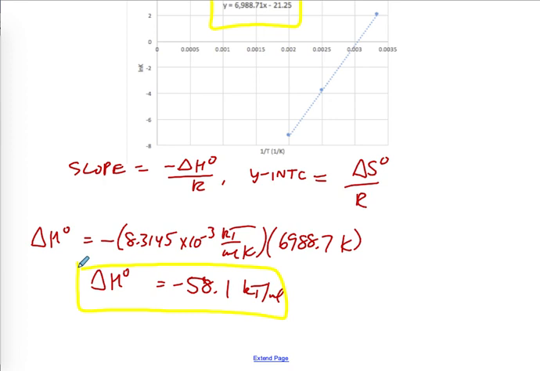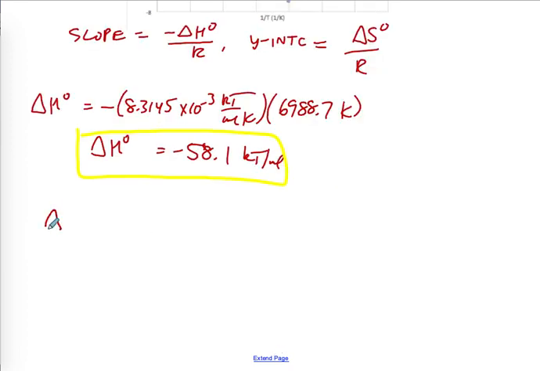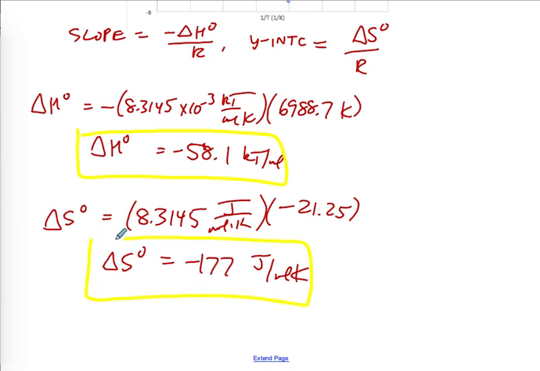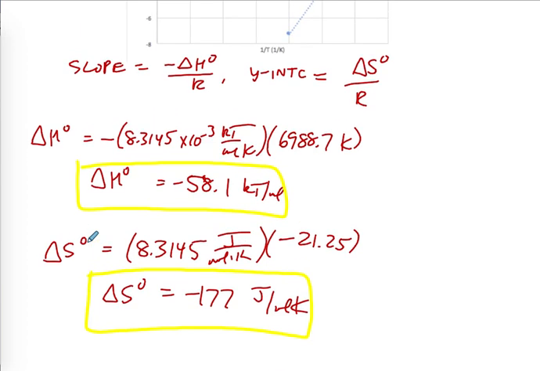And then to calculate the standard entropy change, delta S naught is equal to R times the y-intercept. Because standard entropy changes are normally given in joules per mole Kelvin, I'll use R as 8.3145 joules per mole Kelvin times negative 21.25 to give me a standard entropy change of negative 177 joules per mole Kelvin, the sign being consistent with the fact that we are decreasing the number of moles of gas. So this is how you use a Van't Hoff plot to calculate the standard enthalpy change and the standard entropy change for a chemical reaction.